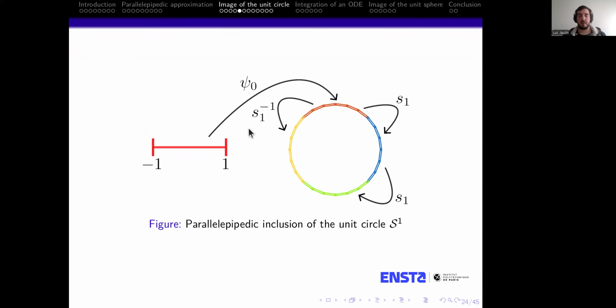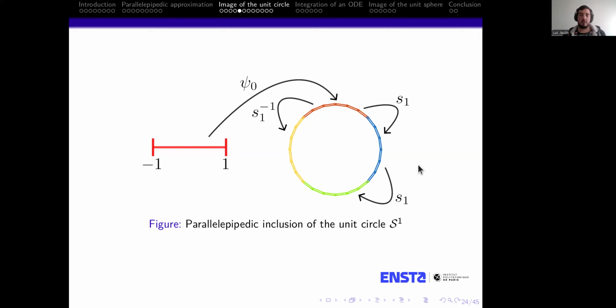So I start with my interval -1, 1. The image of this interval by the function psi0 is here in red. It's the result that we had earlier. If I apply my rotation once, I get the blue. I apply it a second time, I get the green. And if I apply the inverse, I get the yellow. So with my parallelepipedic inclusion function and four symmetries, I was able to enclose the unit circle.